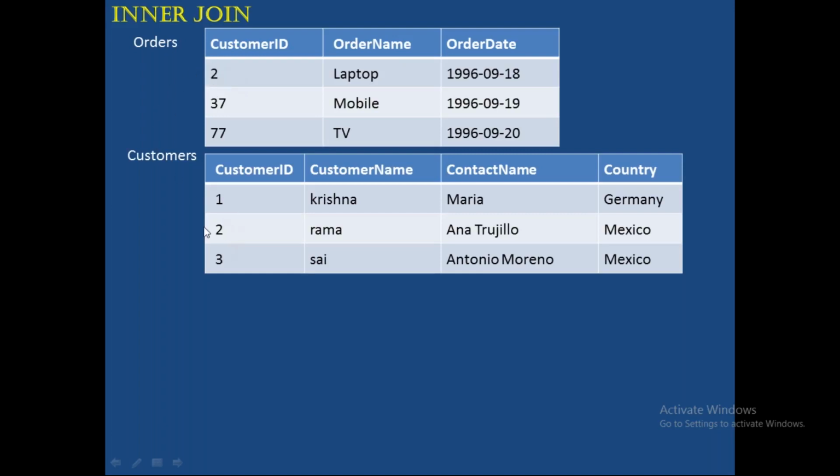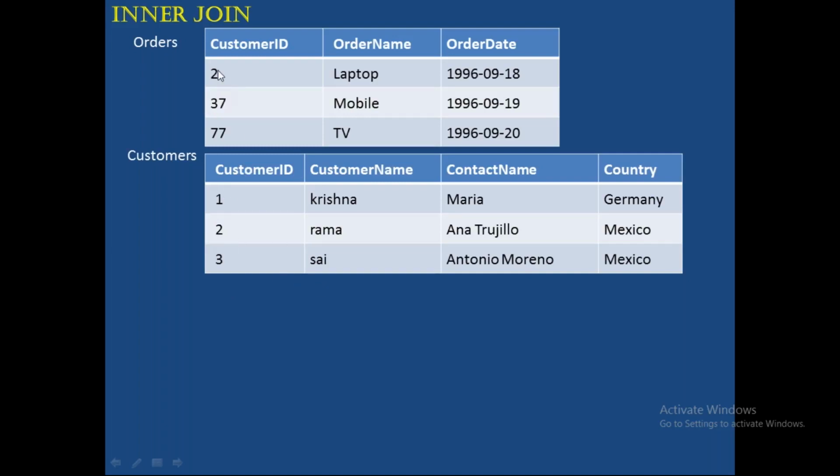See here, 2 is there. When you join these two tables, you will come to know that 2 is Rama, he is from Mexico, and he placed a laptop. When it comes to 37 and 77, you don't have any customers who placed these particular orders. Maybe some third party or other people placed the orders, but these customers are not from our organization, not from our country, or whatever you can say.